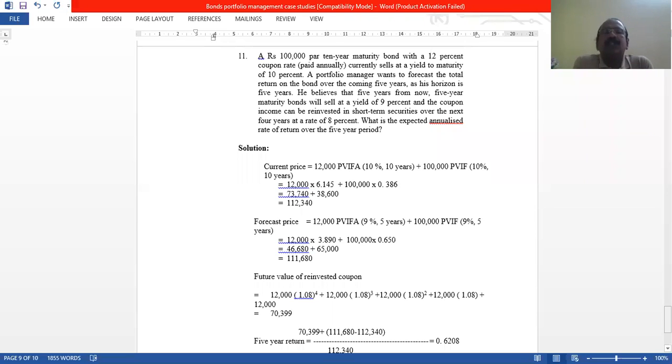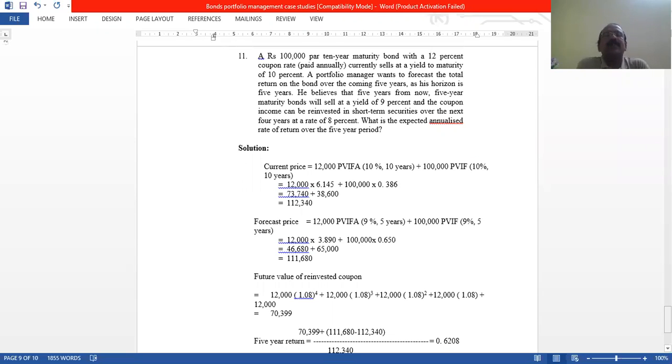After 5 years, he wants to invest in some other bonds, which is having lower yield. So he wants to invest in 5-year maturity bonds will sell at 9%. So less than 10%. So the price will be still higher. Okay. So at 12,000 interest that he will get 9% 5 years. Then he will get back this 1 lakh after 5 years. So 9% 5 years present value interest factor is 3.890. Present value interest factor is 0.650. You will get 1,11,680.